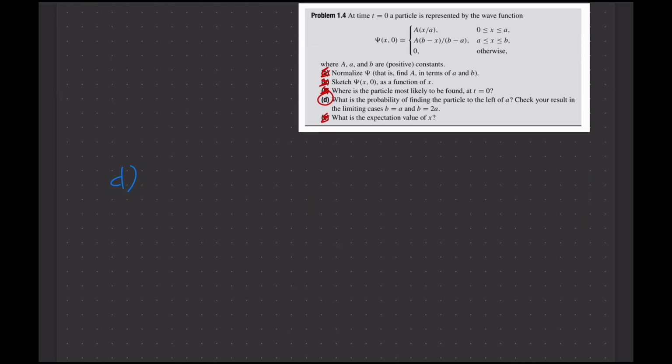What is the probability of finding the particle to the left of A? So we have psi of x, which looks like this. Over here is A. So what is the probability of finding the particle here? Check your result in the limiting cases: b equals a and b equals 2a.